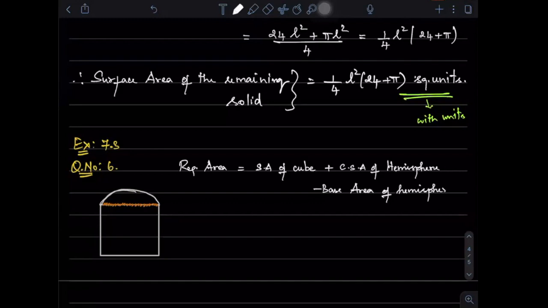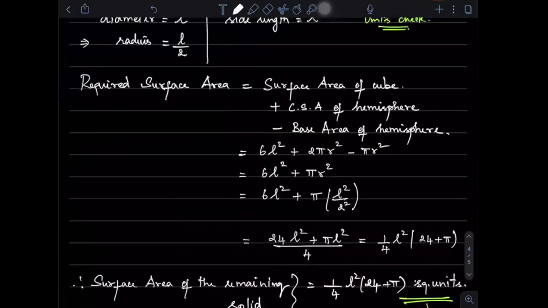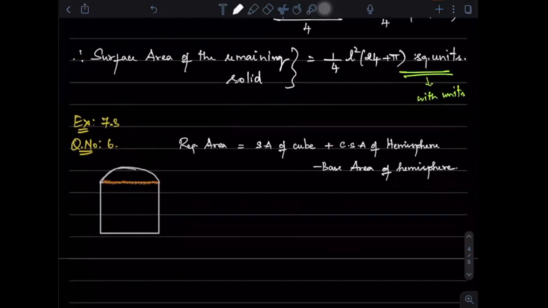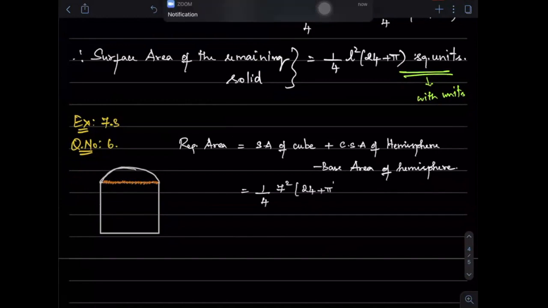Any doubts, children? No, sir. Okay. So this is the general version of this problem. Here, what do we put in place of L to get the answer? What length have they given here? 7 cm, right? So the answer is what? 1/4 times 7 square into 24 plus 5. That is the answer. You substitute, you will get the answer.